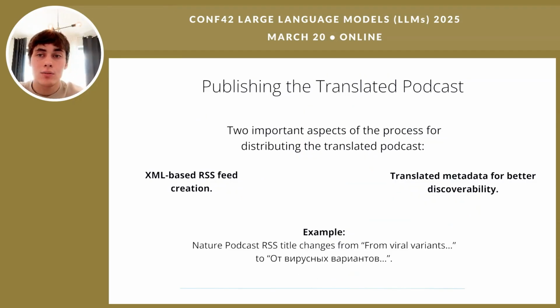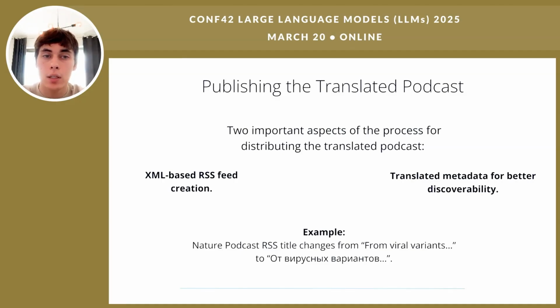RSS feed generation. Now let's look at the final step in our localization pipeline, which is publishing the translated podcast through an RSS feed. Two important aspects of the process for distributing the translated podcast are XML-based RSS feed creation and translated metadata for better discoverability. The first one, XML-based RSS feed creation, is about creating the XML with the RSS feed and then feeding this RSS feed into the podcast platforms so that they can access it, they can see new episodes, and then they add new episodes to their platform.